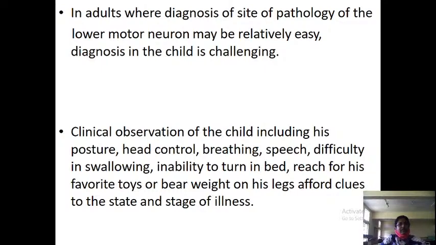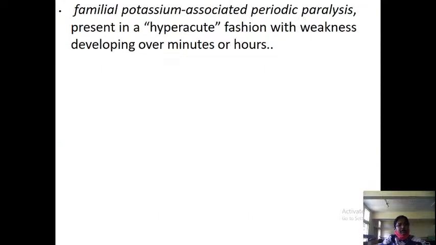Observe the child also. As the child is brought to you, is there any head control, or head lag? How is his breathing, how is his posture? Is there any difficulty in speech, any difficulty in swallowing, any pooling of secretions in the mouth? Is the child able to bear weight on his legs, or is he unable to turn, or is he able to reach out to the toys and all?